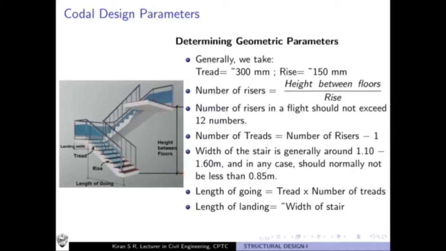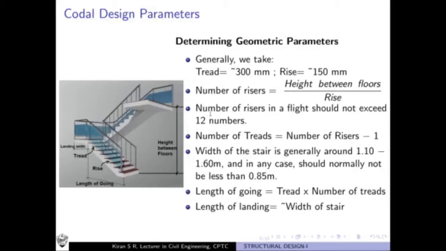Okay, the distance is measured from the surface of the ground floor to the surface of the first floor, or from the surface of the first floor to the surface of the second floor. So based on what is given in the question, it is the surface to surface height. That is known as height between floors divided by the rise value, which may be given in the question, or we have already assumed it to be approximately equal to 150 millimeter. So height between floors divided by rise will give you the number of risers in this entire staircase.